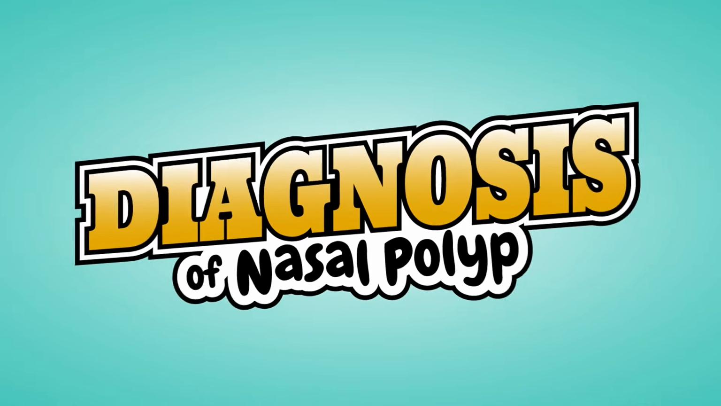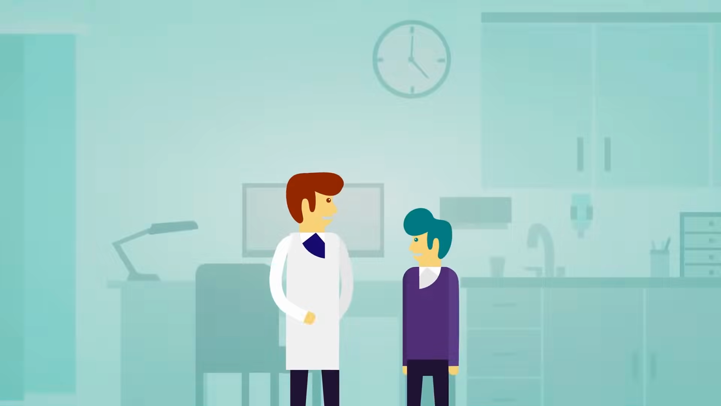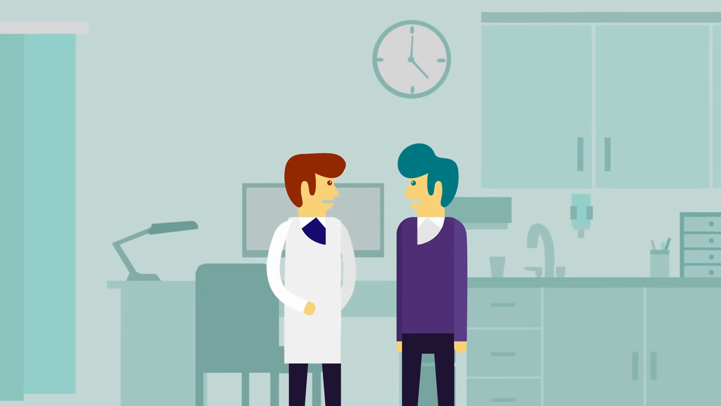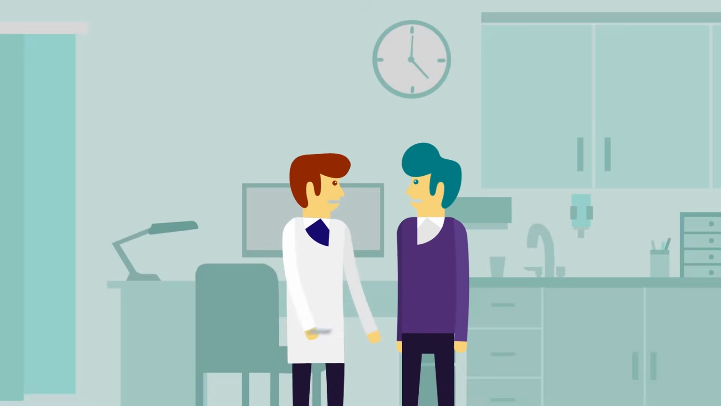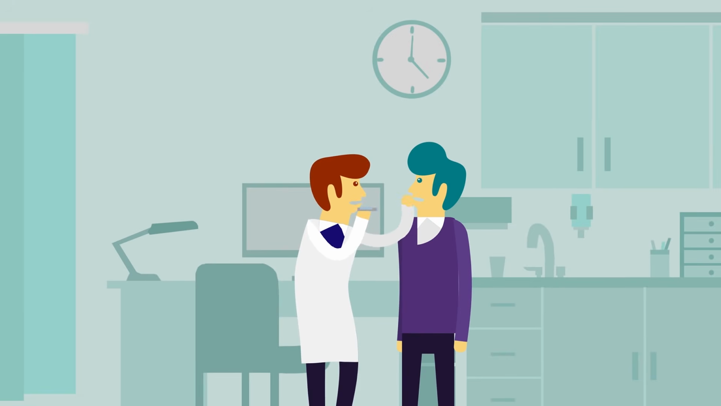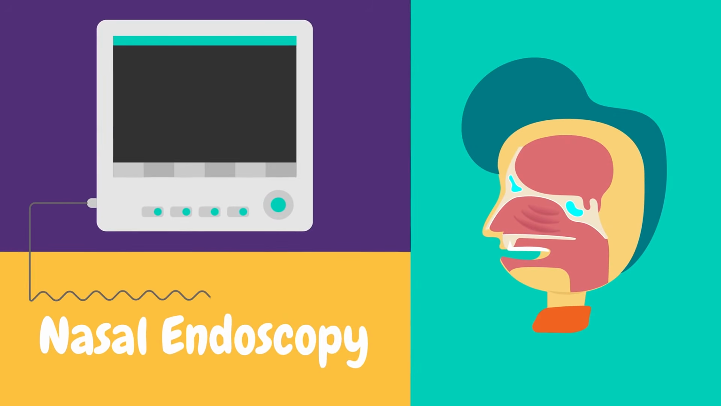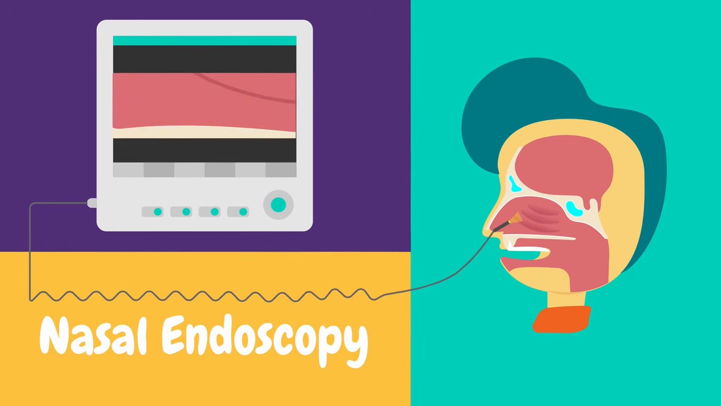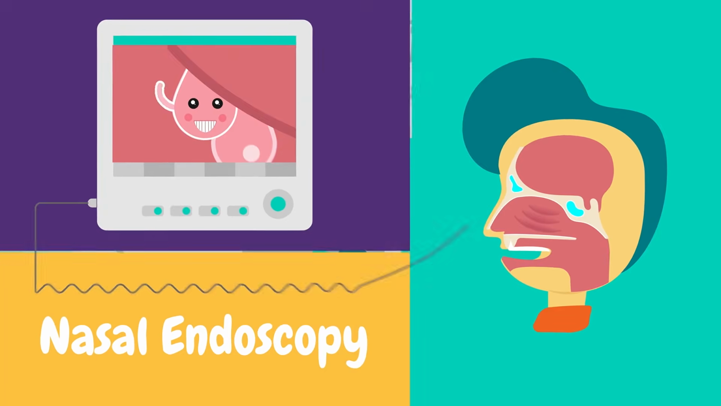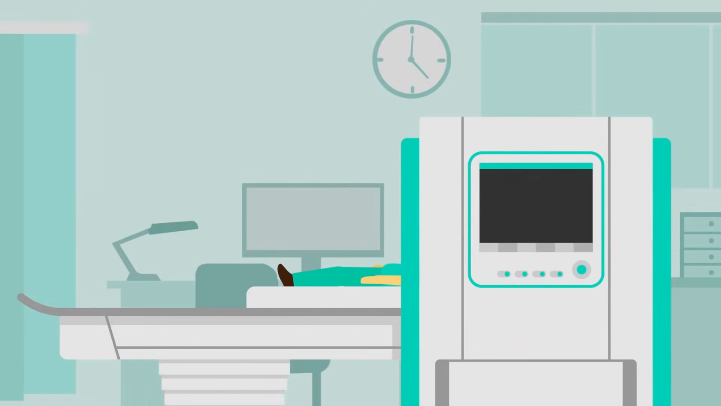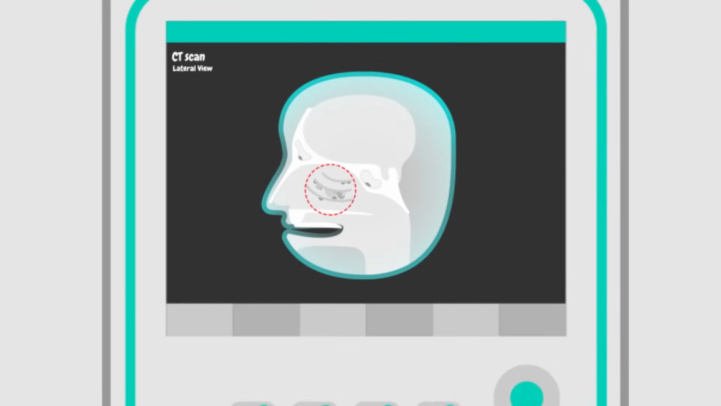How are nasal polyps diagnosed? A doctor will generally be able to make a diagnosis after asking about symptoms and examining the patient's nose. The doctor may also order the following tests. Nasal endoscopy. A narrow tube with a small camera is inserted into the patient's nose. CT scan. This enables the doctor to locate nasal polyps and other abnormalities linked to chronic inflammation. The doctor will also be able to identify any other obstructions.